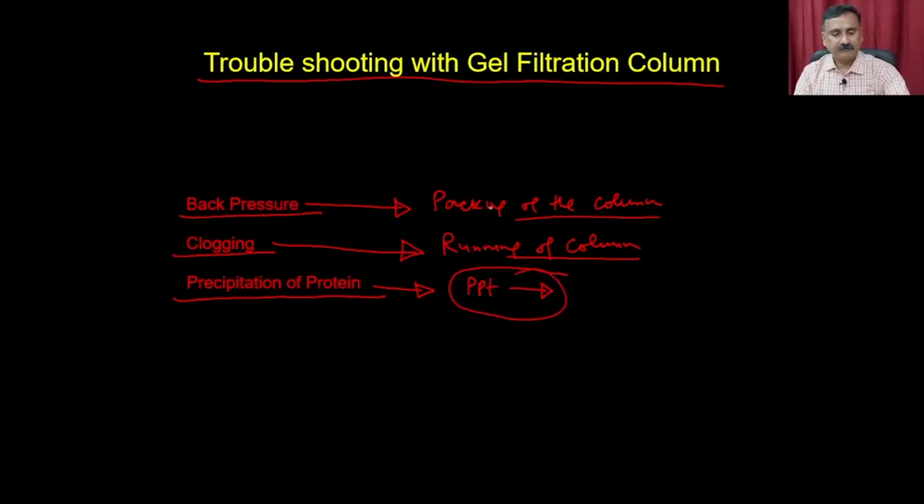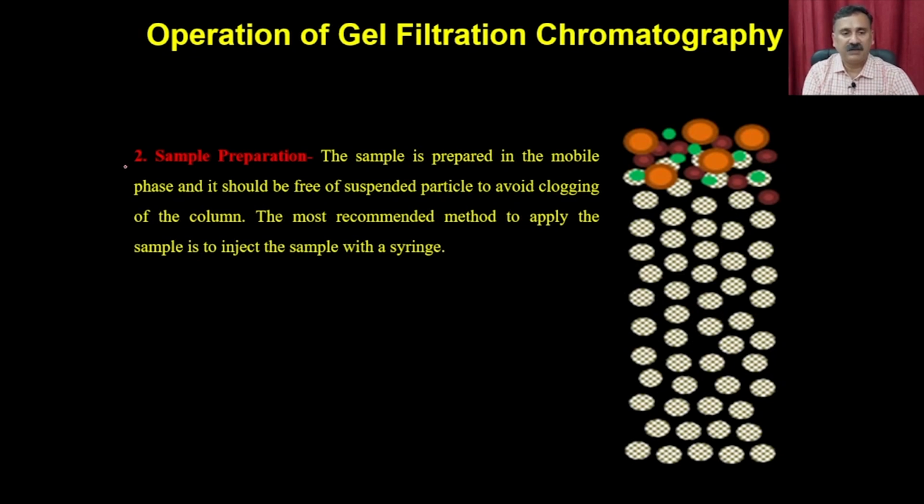So how can you run gel filtration chromatography? First you have to pack the column, right? And in step 2, you are going to prepare the sample. The sample is prepared in the mobile phase and should be free of suspended particles to avoid clogging of the column.